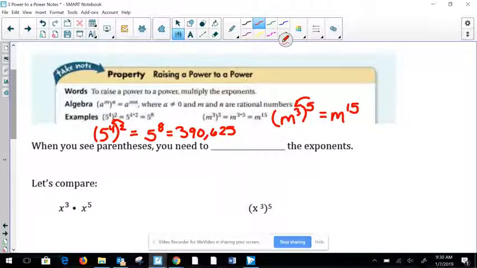So in case you didn't get it from all of that, when you see parentheses, what do you need to do? Multiply. Awesome.